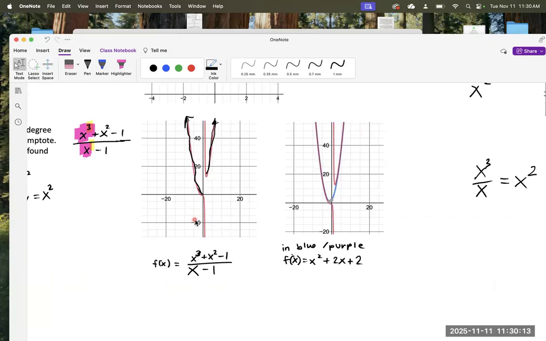I graphed here for you the actual original rational function. And when I did that long division, I simplified this rational function to be this polynomial. It's shown here in blue, but it actually overlaps part of the original function, and it's just overlapping the end behavior.